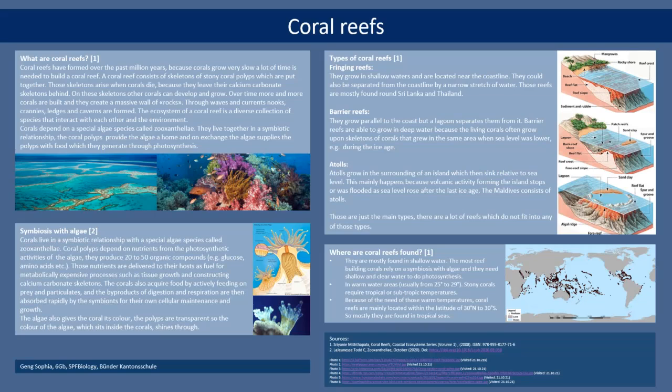And the third type are the atolls, which grow in the surrounding of an island, and the island then sinks relative to sea level. This mainly happens because of volcanic activity forming the island stops, or the island was flooded as sea level rose after the last ice age. So, for example, the Maldives mainly consists of atolls.